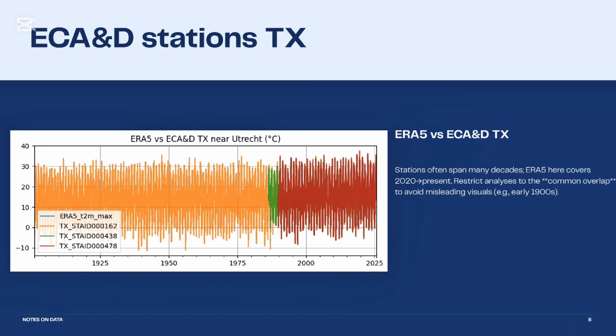A key part of our project was validation. We couldn't just trust the ERA5 climate model, we had to check it against the ground truth data. Here, we compare our ERA5 daily max temperature, the blue line, against historical data from ECA&D weather stations near Utrecht. As you can see by zooming into the 2020 to 2025 period, the ERA5 data tracks the ground station data, like the orange line from the DE BILT station, with extremely high accuracy. This confirms our choice of climate data is reliable.